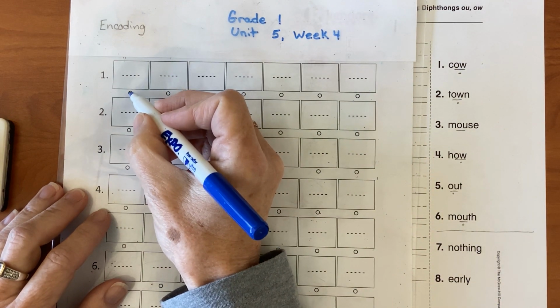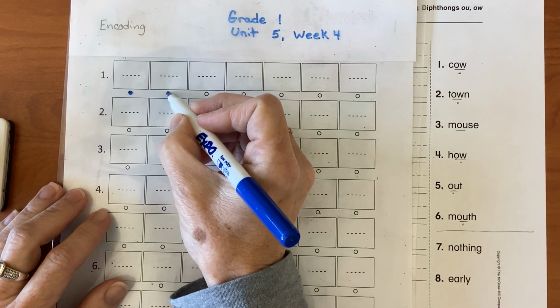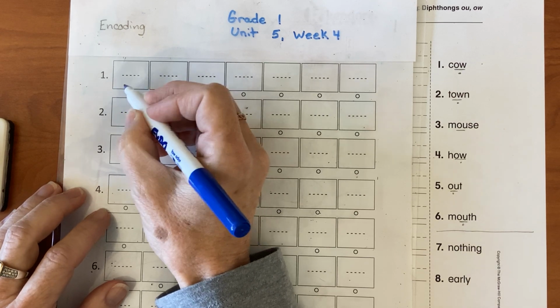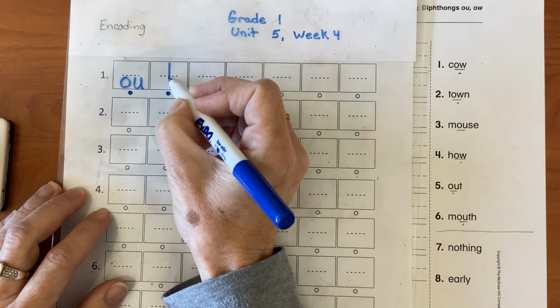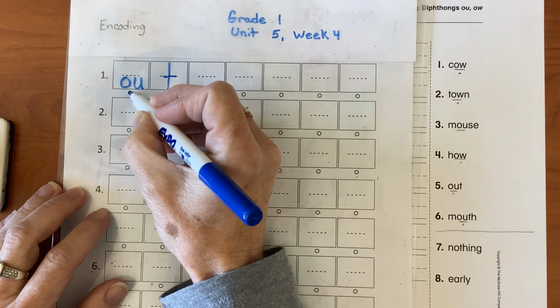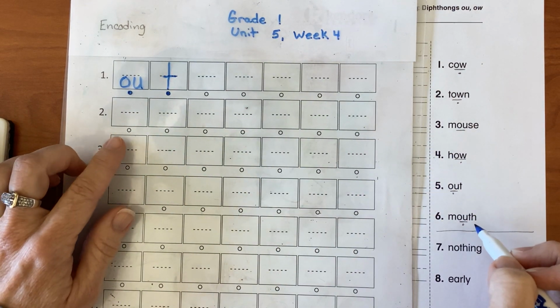So out has two phonemes. Ow, t. Now you don't want to put the ow, ooh, it's not like that. It's OU, and then the t right here. Ow, t. That's going to sit on the same bus seat. They're together, they're a vowel team. And the next one is mouth.